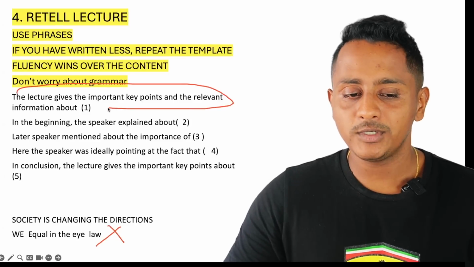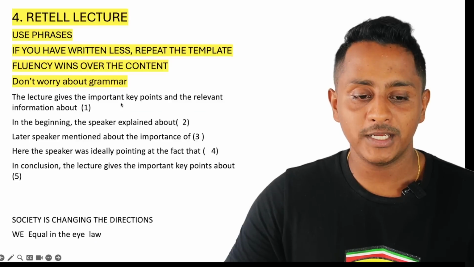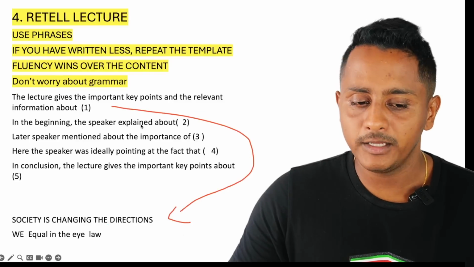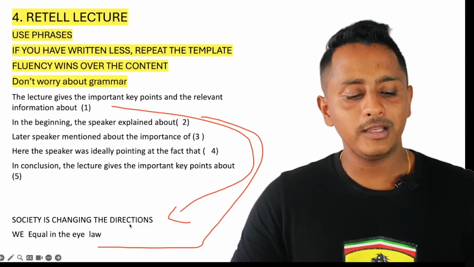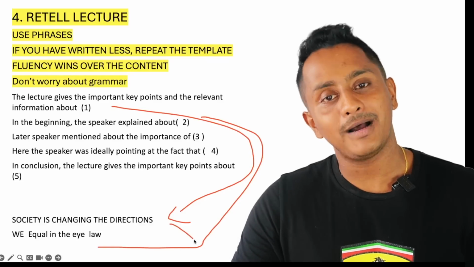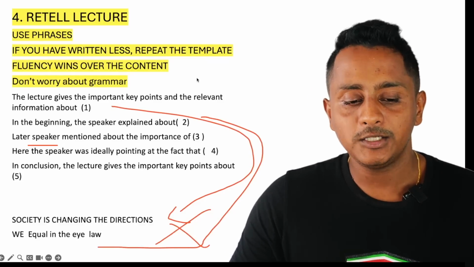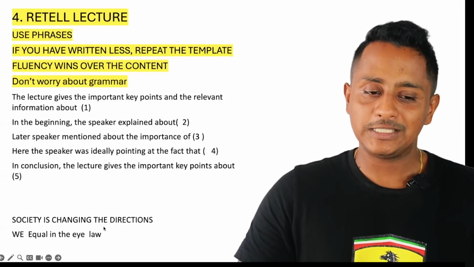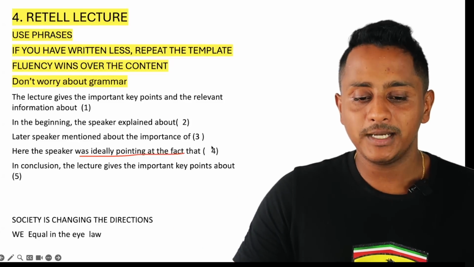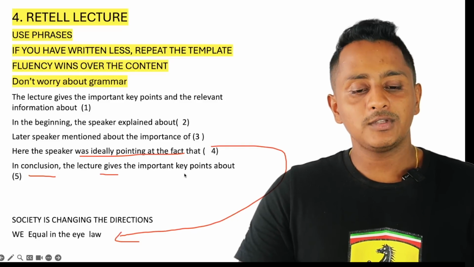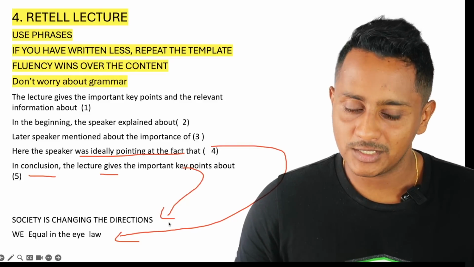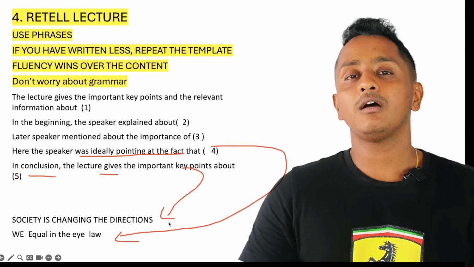The lecture gives the important key points and the relevant information about society is changing the directions. In the beginning, the speaker explained about we equal in the I law. Don't correct it. We equal in the I of the law. Marks gone. Later speaker mentioned about the importance of society is changing the directions. Here the speaker was ideally pointing at the fact that we equal in the I law. In conclusion, the lecture gives the important key points about society is changing the directions and we equal in the I law. Full marks, man.